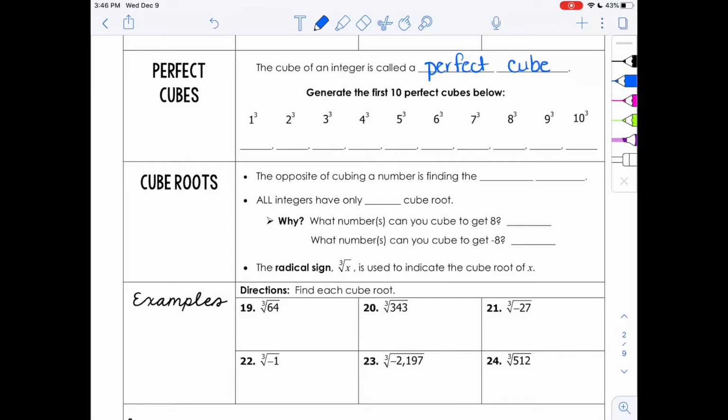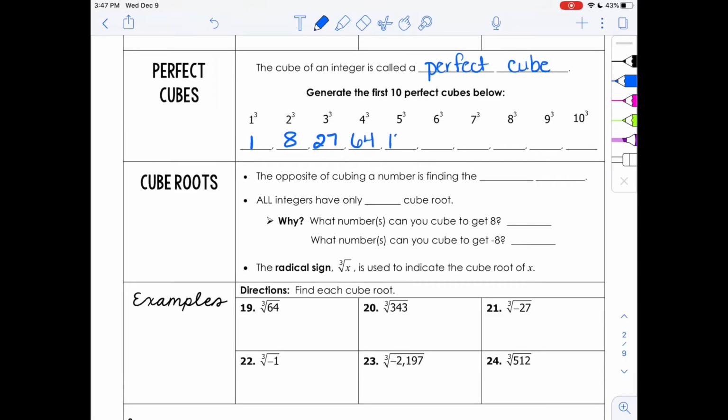So remember, cubing something is raising it to the third power. And these you want to have 1 through 10 memorized. So 1 cubed, 1 times 1 times 1 is 1. 2 cubed, 2 times 2 times 2 is 8. 3 cubed is 27. 4 cubed is 64.